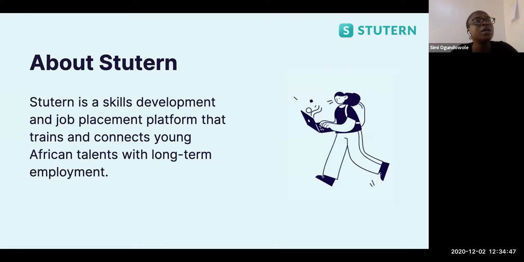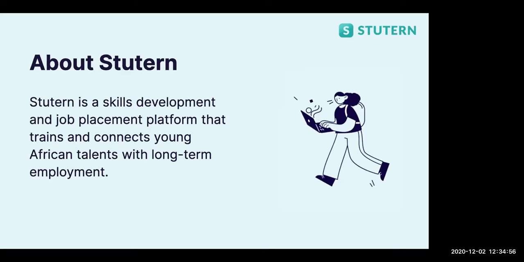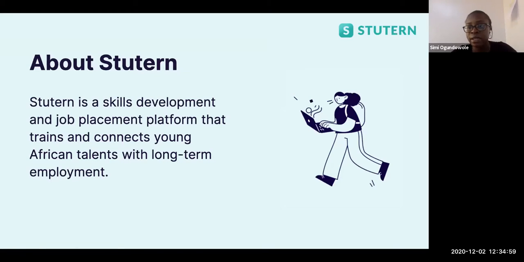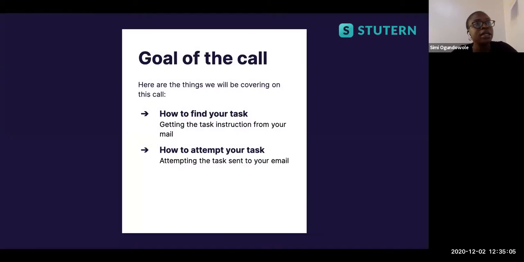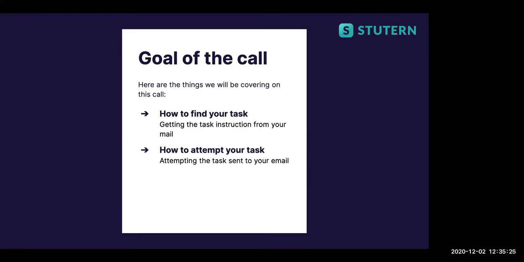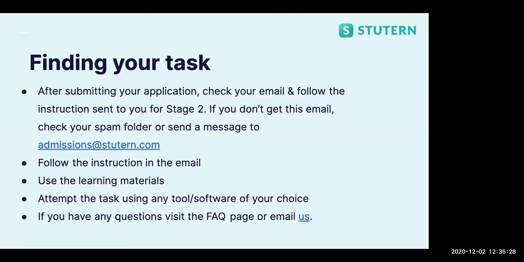I'm sure you all know about Stutern since you had already tried to apply. What Stutern does is train people so that they can be upskilled for whatever jobs they want to start. So what we'll be going through on this call is the nuances of the task, what you need to do, how to find the task that you're supposed to do, and how to go about the task. Is everyone still with me? Yes. Fantastic. Okay, cool.